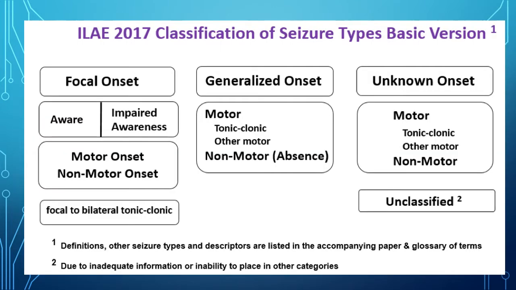During focal seizure, the child could be conscious and aware of the surroundings. This type of focal seizure is called focal aware seizure. While some children with focal seizure may have impaired awareness, this type of seizure is called focal seizure with impaired awareness. Sometimes the focal seizure may become generalized, so the seizures with focal onset and secondary generalization is called focal to bilateral tonic-clonic seizures.